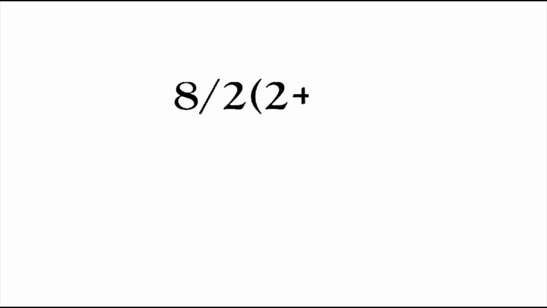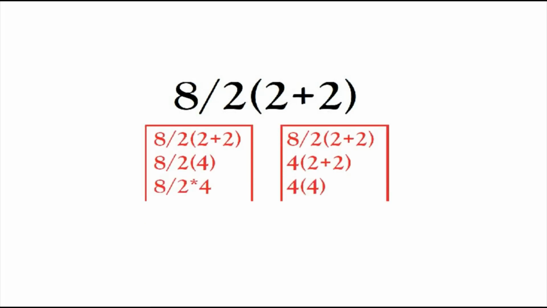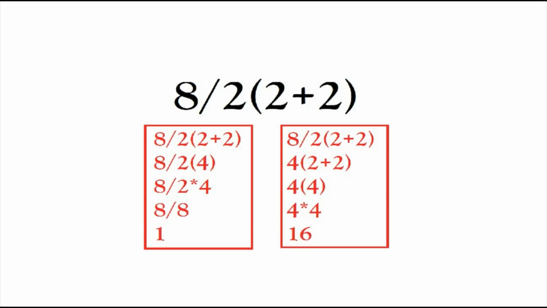8 divided by 2(2+2). This problem went viral some time ago, asking if the correct answer was 1 or 16. Both of these answers seem to have a logical set of steps to achieve them. Sometimes even calculators showed different results. This is not a trick question. The answer simply depends on which order of operations you use.